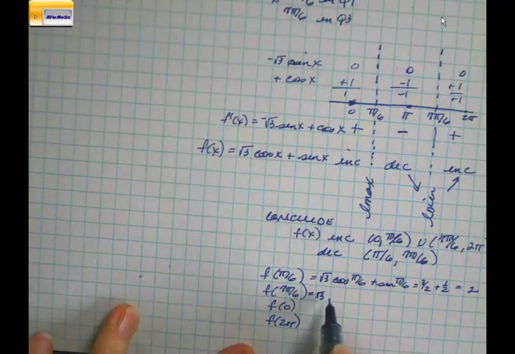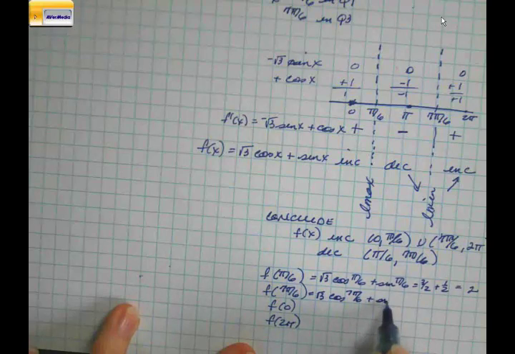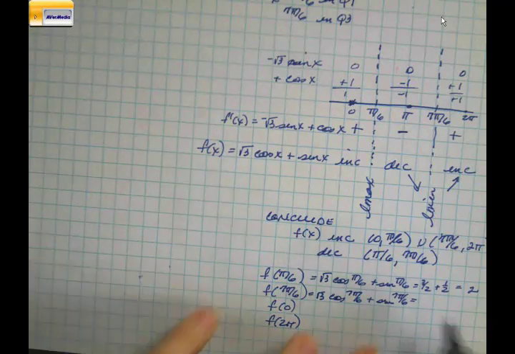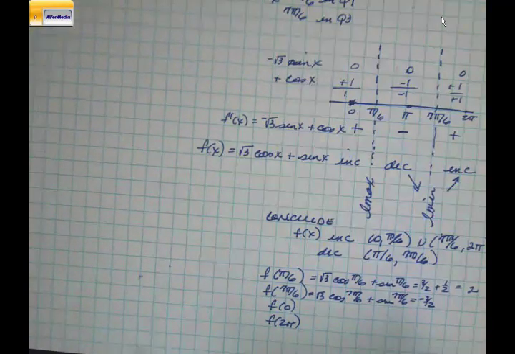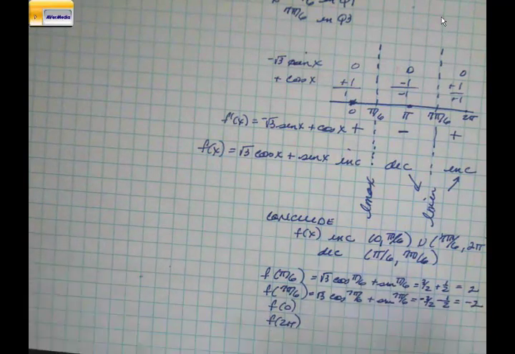7 pi/6. This becomes square root of 3 cosine of 7 pi/6 plus sine of 7 pi/6. Okay, cosine of 7 pi/6 is square root of 3 over 2, but in quadrant 3 it's negative, so it's going to be a negative 3 halves, right? It is a negative 3 halves. And sine of 7 pi/6 is a half, but it's in quadrant 3, so it's also negative, so it's a negative 2.